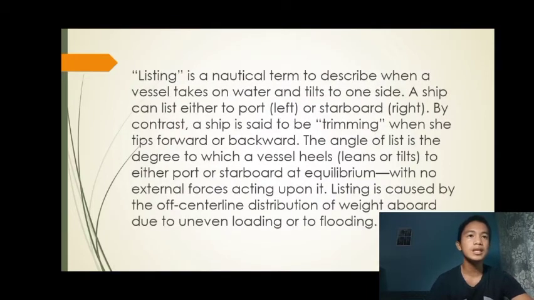Listing. Listing is a nautical term to describe when a vessel takes on water and tilts to one side. A ship can list either to port or starboard. By contrast, a ship is said to be trimming when she dips forward or backward. The angle of list is the degree to which a vessel heels to either port or starboard at equilibrium. With no external forces acting upon it, listing is caused by the off-center line distribution of weight aboard due to uneven loading or to flooding.